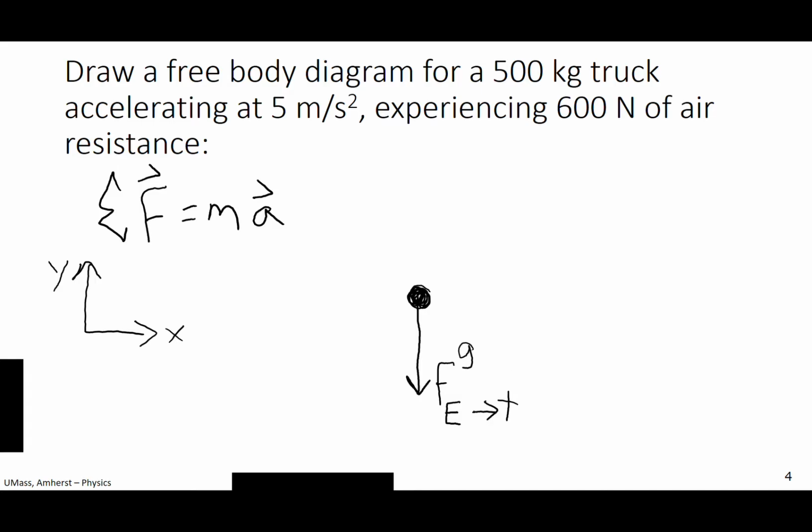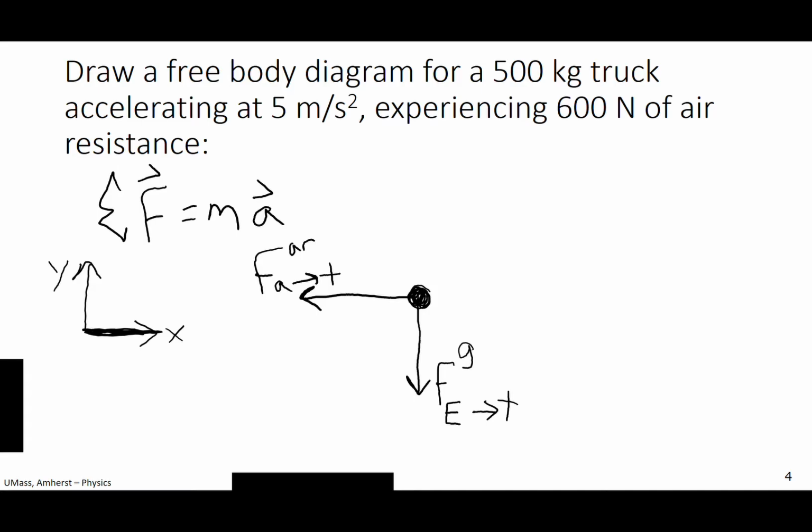And this is how I like to define my forces, force of gravity from the Earth on the truck, okay? So what's next? We know that there is 600 newtons of air resistance. So we know that if we're accelerating at 5 meters per second squared, because it is a positive number, we know that we're accelerating in the positive x direction. Okay, so that means 600 newtons of air resistance. Air resistance always works opposite to the direction of motion. So that 600 newtons is going in this direction. That is a force of air resistance from air on the truck. Okay, so we got those two forces.